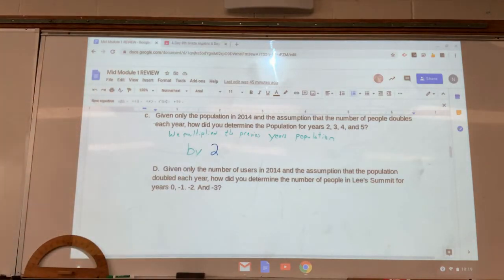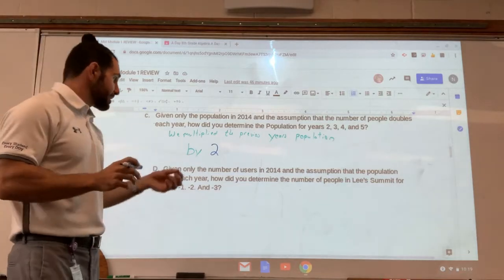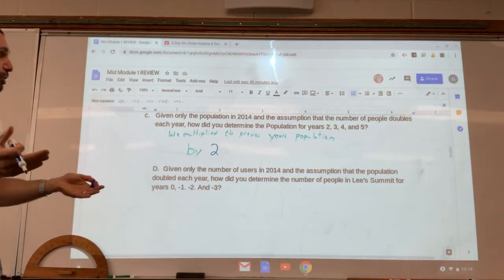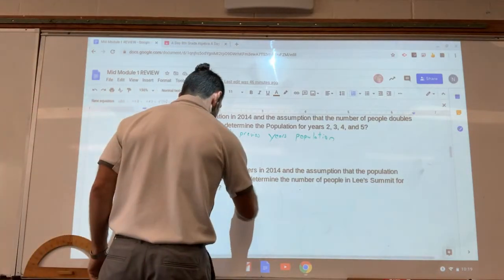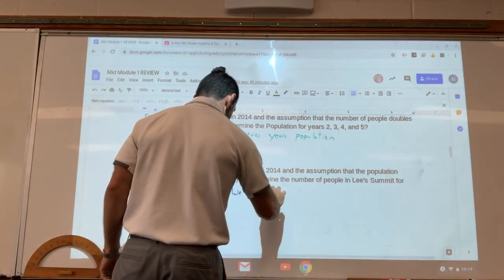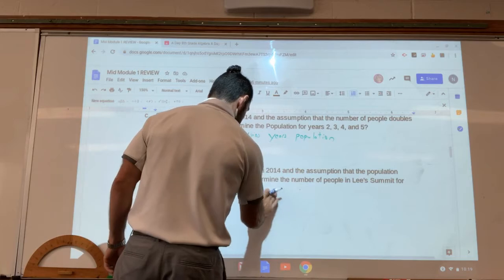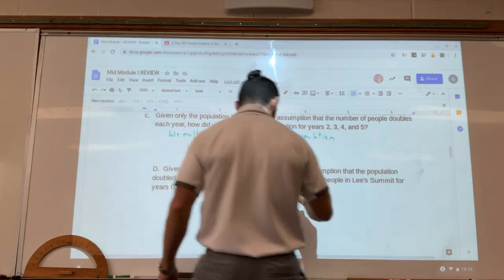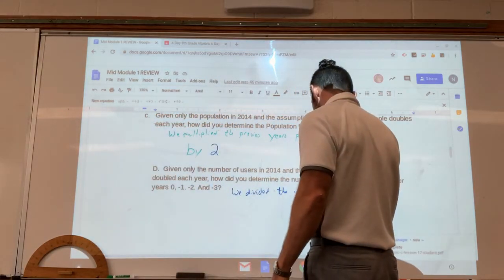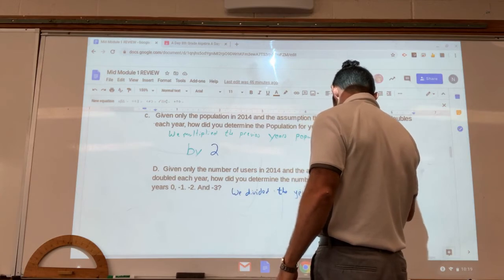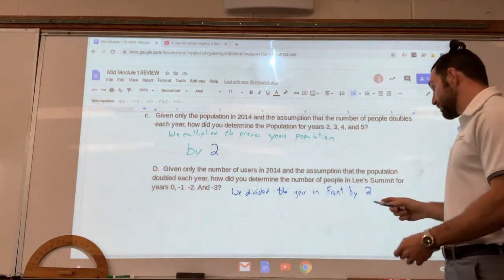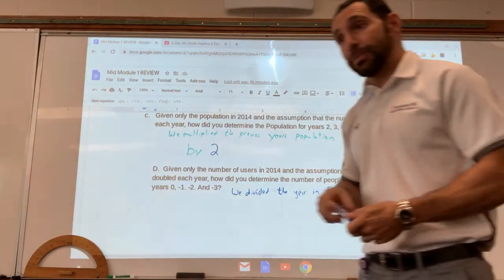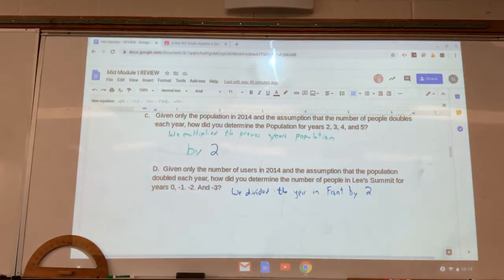And I showed you that already on the original example. Letter D, given only the number of users in 2014 and the assumption that the population doubled each year, how did you determine the number of people in Lee Summit for years before that? Well, we divided the year in front by 2. So to go up, we were multiplying by 2. To go backwards, we were dividing it by 2. Questions, concerns on these?